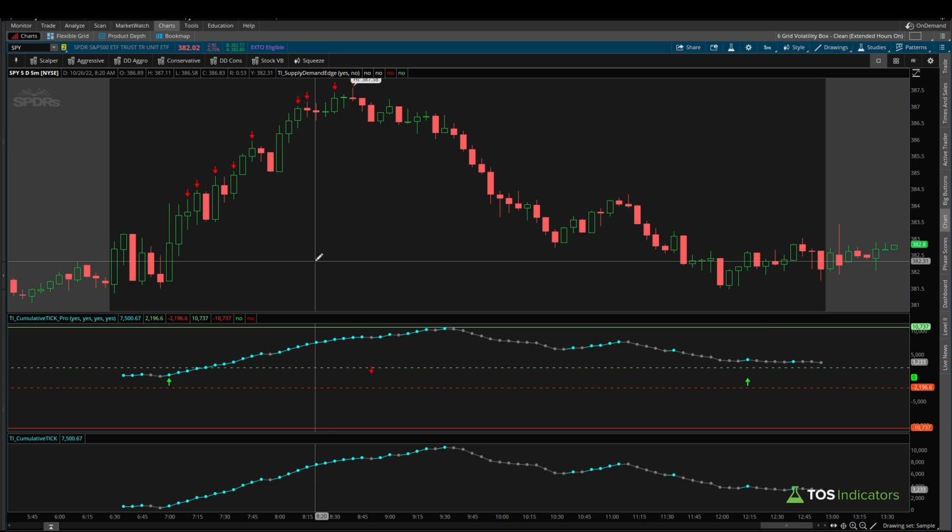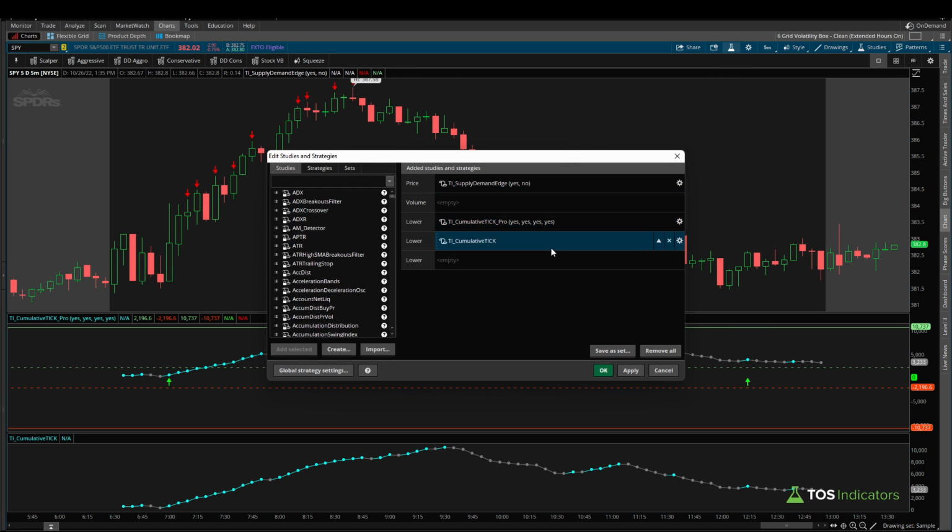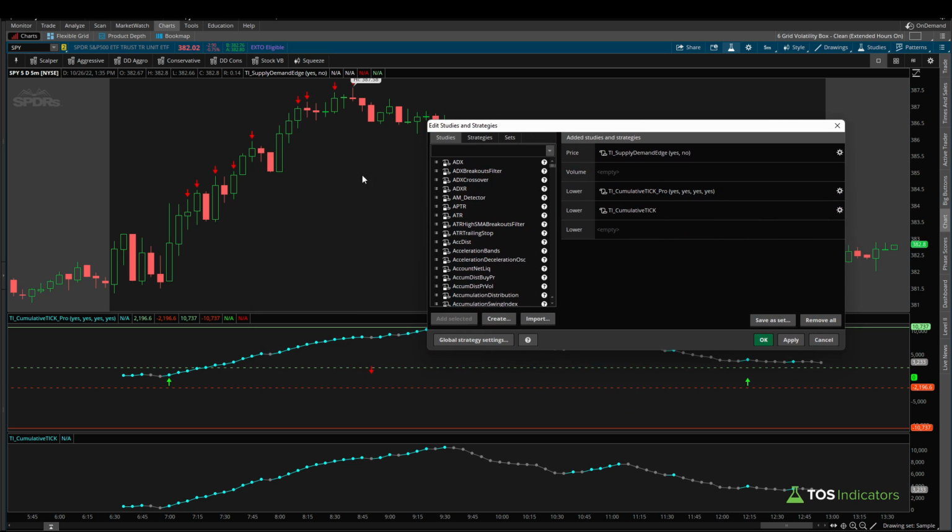Alright, I hope this video helps those of you looking to make sense of all of the different market internal indicators that we have. We use the supply demand edge indicator and the cumulative tick pro indicator here for really the two different sets of signals that we see. For those of you looking to still have some version of the cumulative tick for a running count of how the internals change throughout the day, spot some of those divergences yourself manually, that's where you can use the cumulative tick version, which is a free version available for everyone.